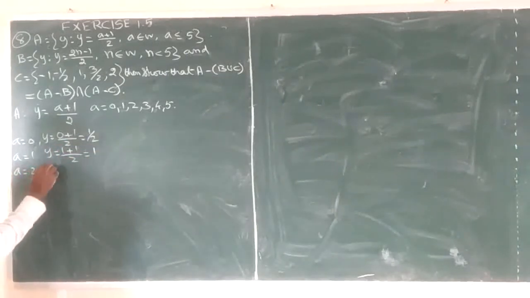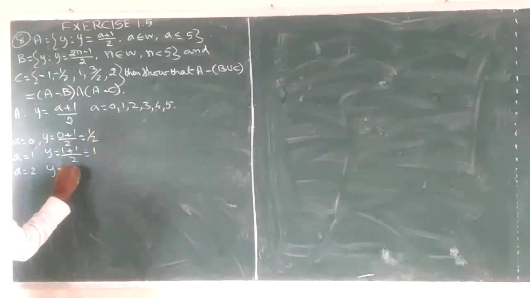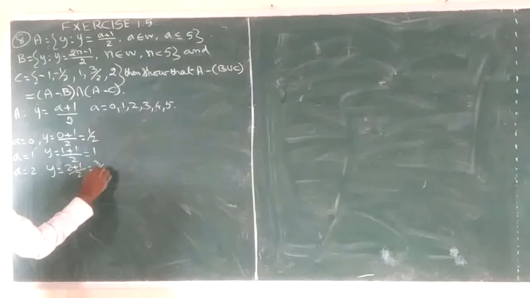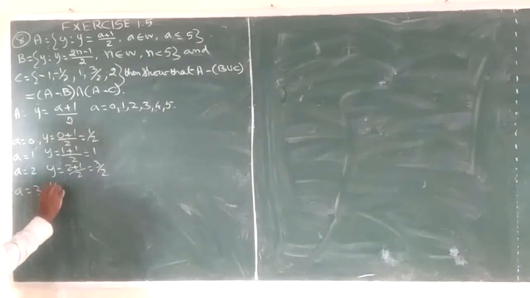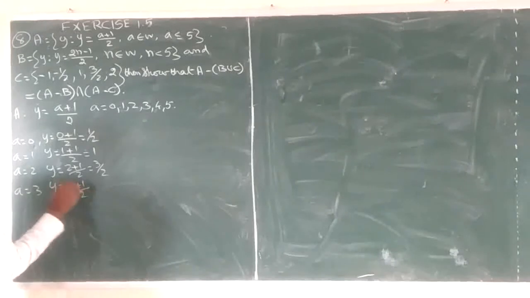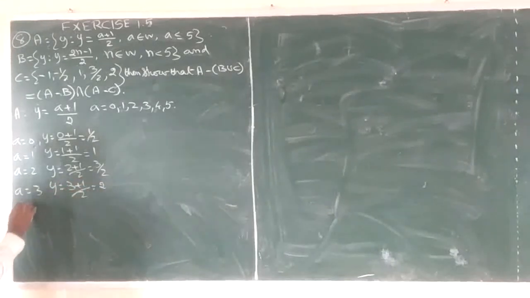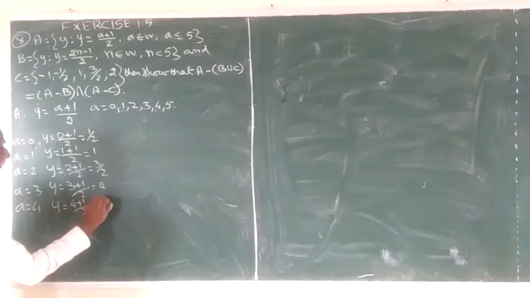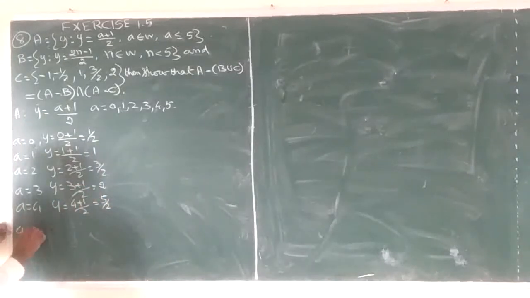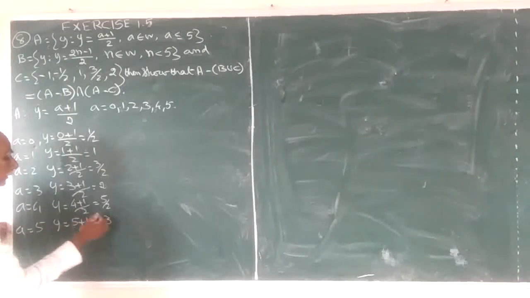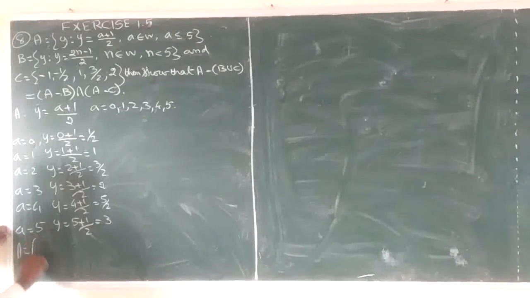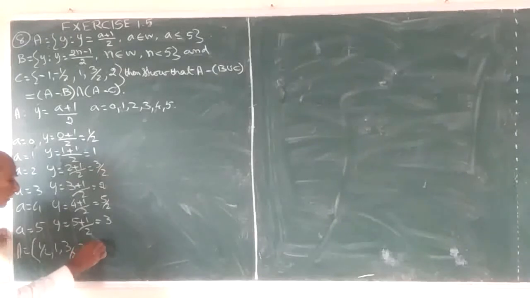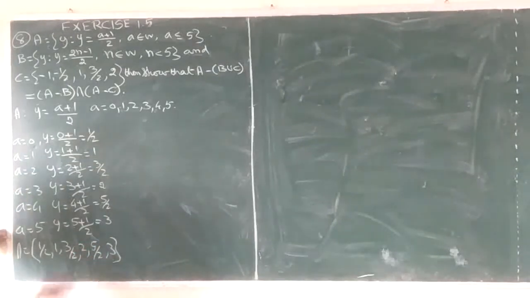Then a equals 2: (2 plus 1) by 2 equals 3 by 2. Then a equals 3: (3 plus 1) by 2, 4 by 2 equals 2. a equals 4: y equals (4 plus 1) by 2, 5 by 2. Then the last number, a equals 5: y equals (5 plus 1) by 2, 6 by 2 equals 3. So the set A is 1 by 2, 1, 3 by 2, 2, 5 by 2, 3. This is the set A.